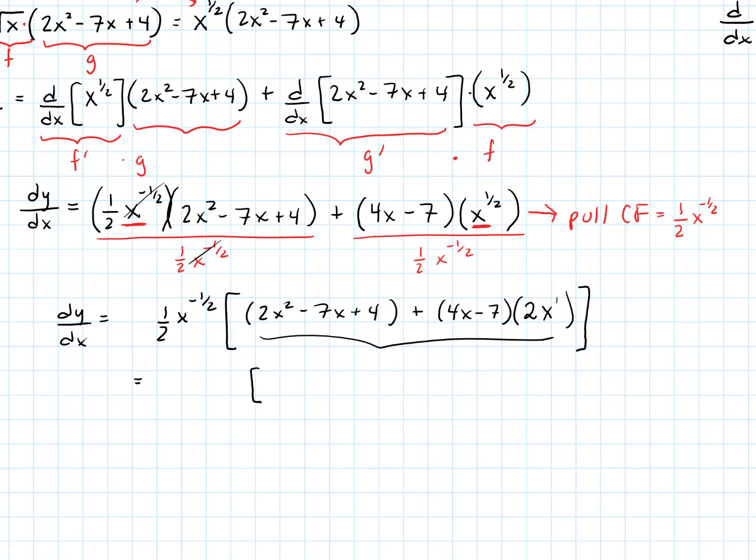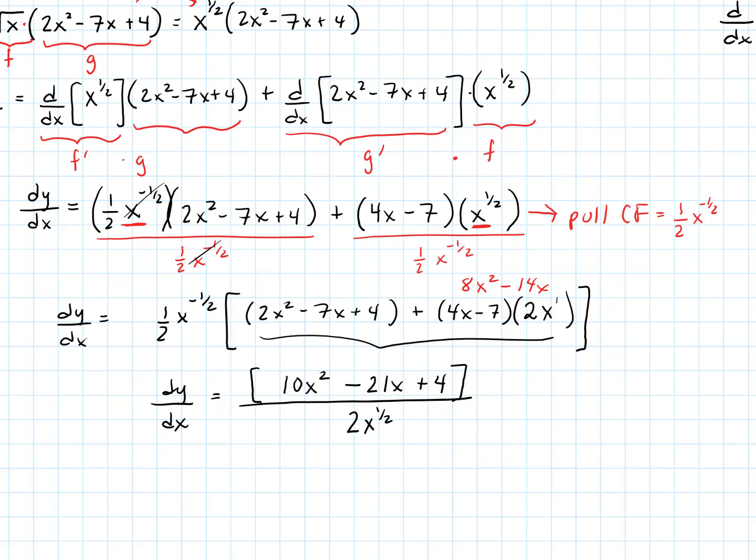When I distribute that 2x, I get 8x squared minus 14x, and then I'm adding, I could drop the parentheses on that first term and add the 2x squared and the 8x squared and get myself 10x squared minus 7x minus 14x, which is minus 21x, and then we still have the 4. And we've got this 1/2 x to the minus 1/2, but that's the same as 2x to the 1/2 in the bottom, and this is dy dx.